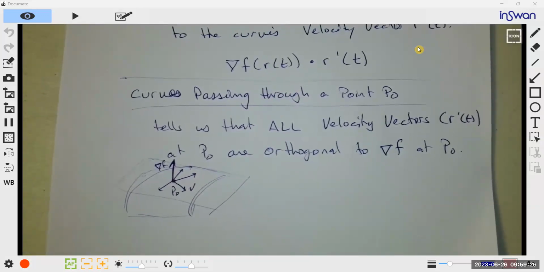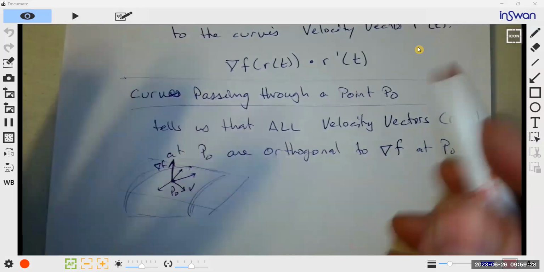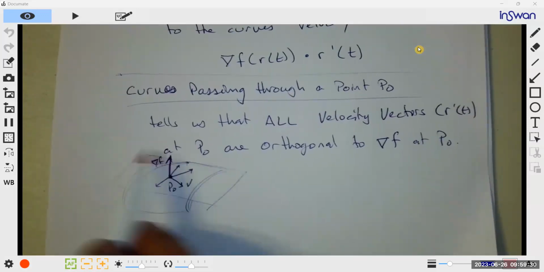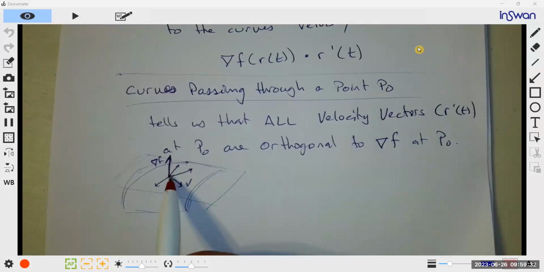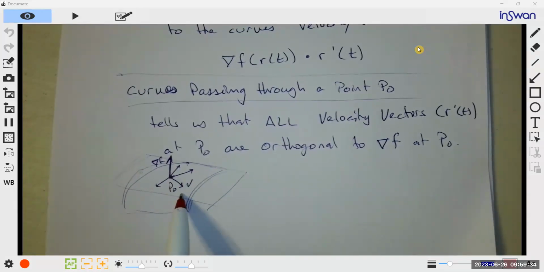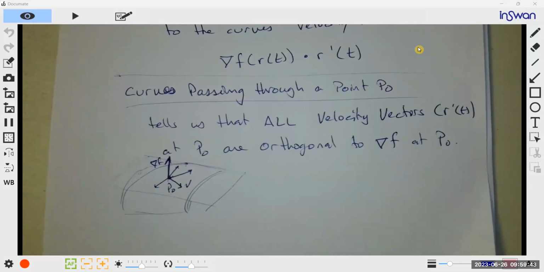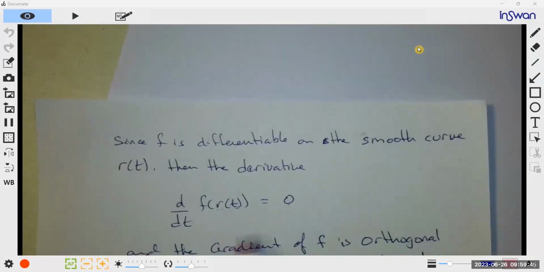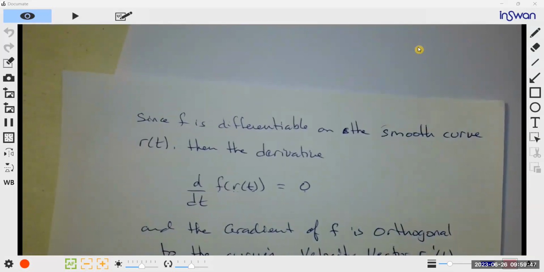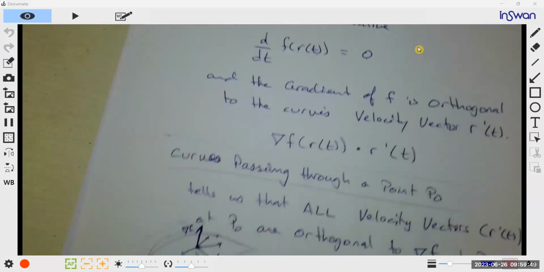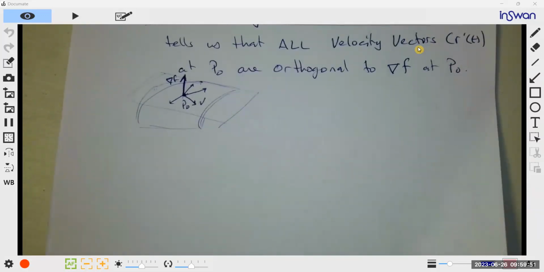All right, so what that means is because this curve is a flat plane, the velocity vectors are on that plane, and they're normal or orthogonal to the del function, as it's just set up here. The gradient of the del function is orthogonal to the velocity vectors. That's what that means.